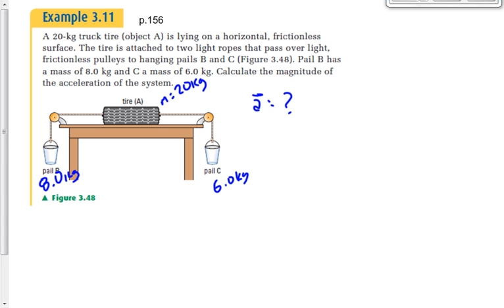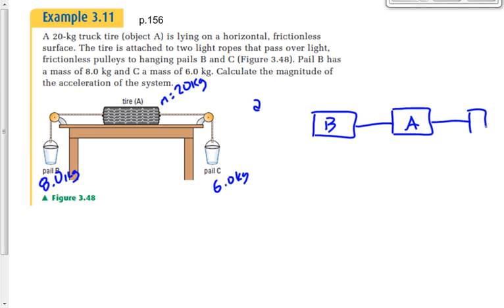All right, the step that I'm about to do is not mandatory, but I find for a lot of people it's helpful. I'm going to pretend that it's all on one plane, as opposed to this plane and this plane. So I'm going to pretend that I'm pulling pail B up like this, on the same plane. Pull pail C up like this. Then my diagram is going to look something like this. We've got object B, we've got the tire A, and then we've got object C, the pail C.